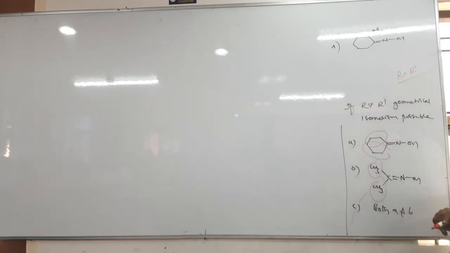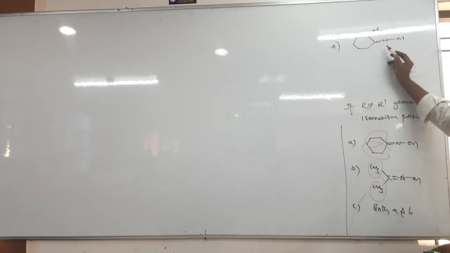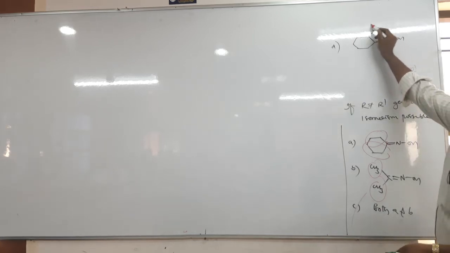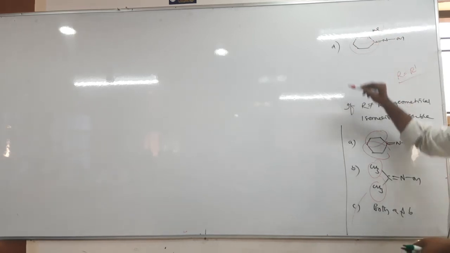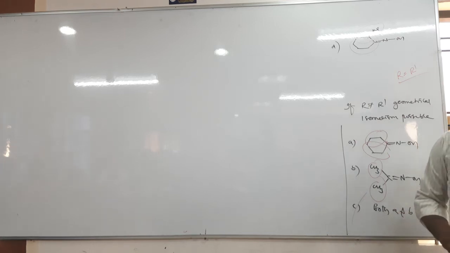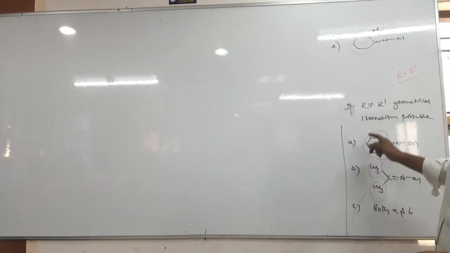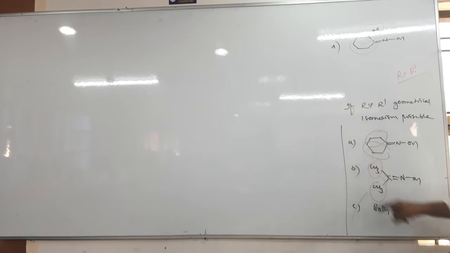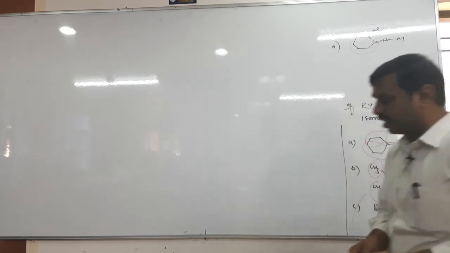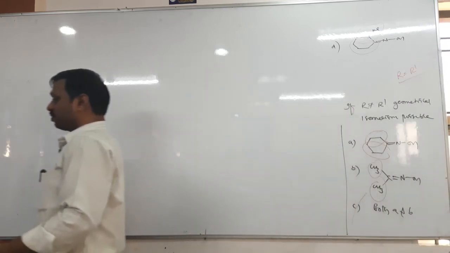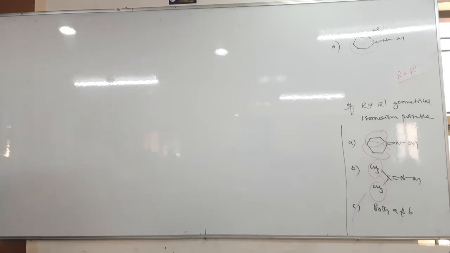Now what about this? This carbon is attached to this one part, this is another part, no? Not same. Okay, so therefore these two are called symmetrical ketoximes. Write on here: symmetrical ketoximes do not exhibit geometrical isomerism.